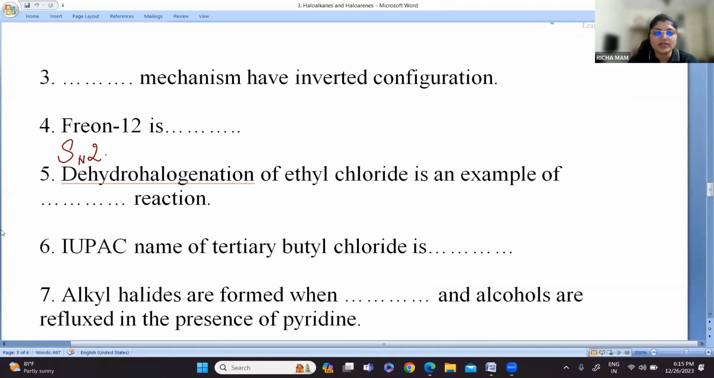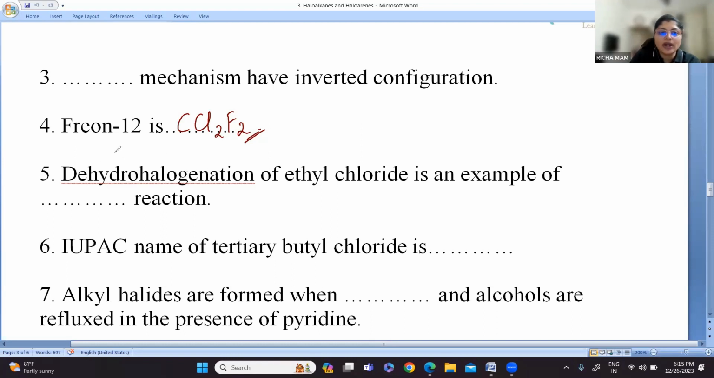Freon 12, what is the formula of Freon 12? It is CCl2F2. That is a chlorofluorocarbon with the chemical formula CCl2F2. Next one. Dehydrohalogenation of ethyl chloride is an example of dash reaction.